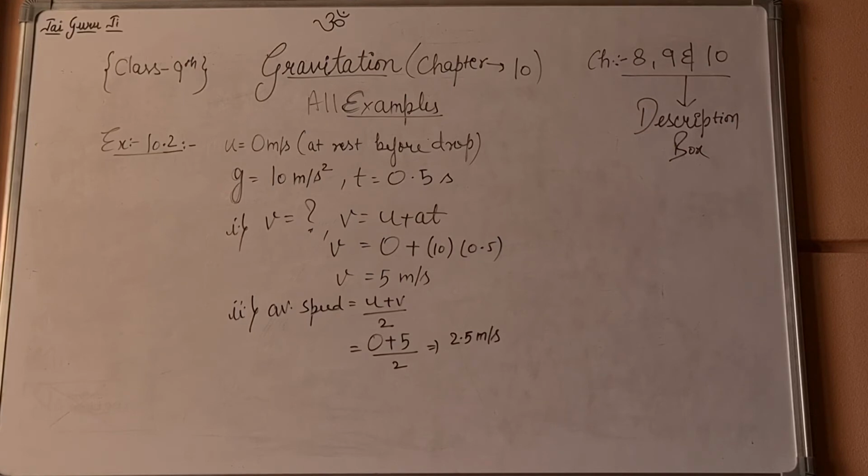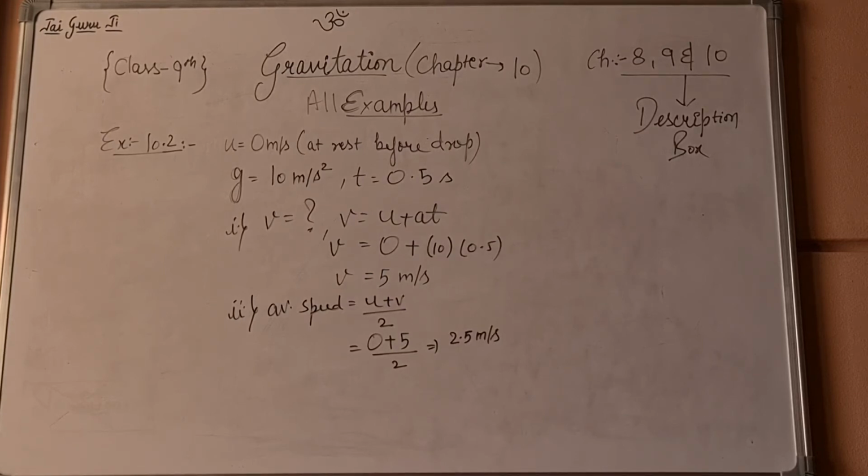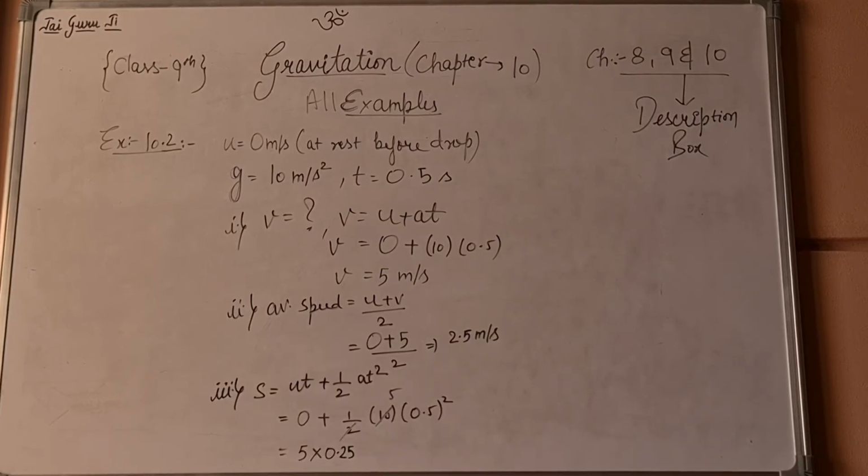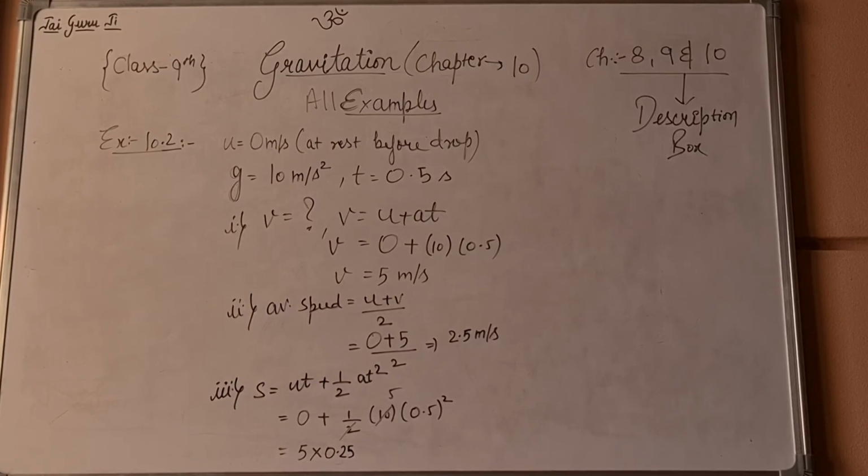Now the third part is, how high is the ledge from the ground? So it will be distance. We have to calculate the distance by the second equation of motion, that is S is equal to ut plus half at square. So I have substituted the value of u, t and a here. So S is equal to 0 plus half into 10 into 0.5 square. So 0.5 square means 0.5 into 0.5, that is 0.25. So 5 into 0.25, that is 1.25 meters. So S is equal to 1.25 meters.